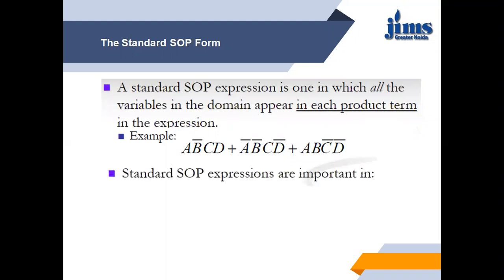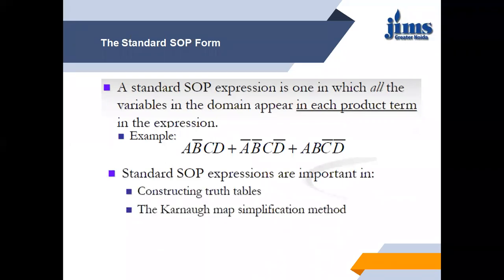Now, the standard SOP expressions are important for constructing a truth table when you implement the circuits, and for the Karnaugh or K-map simplification method. When we have to simplify a Boolean function with the help of a Karnaugh map or K-map, then it is very much helpful.